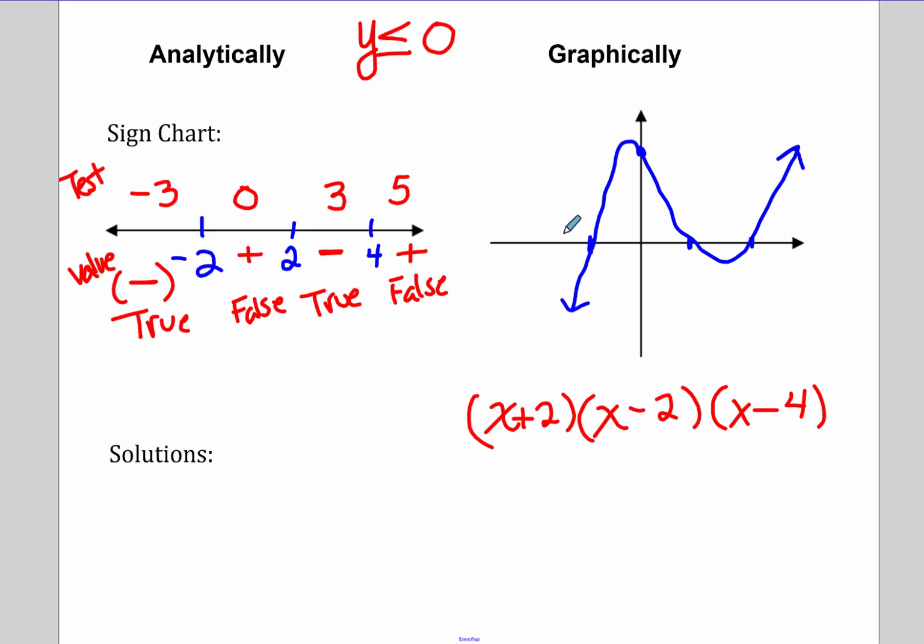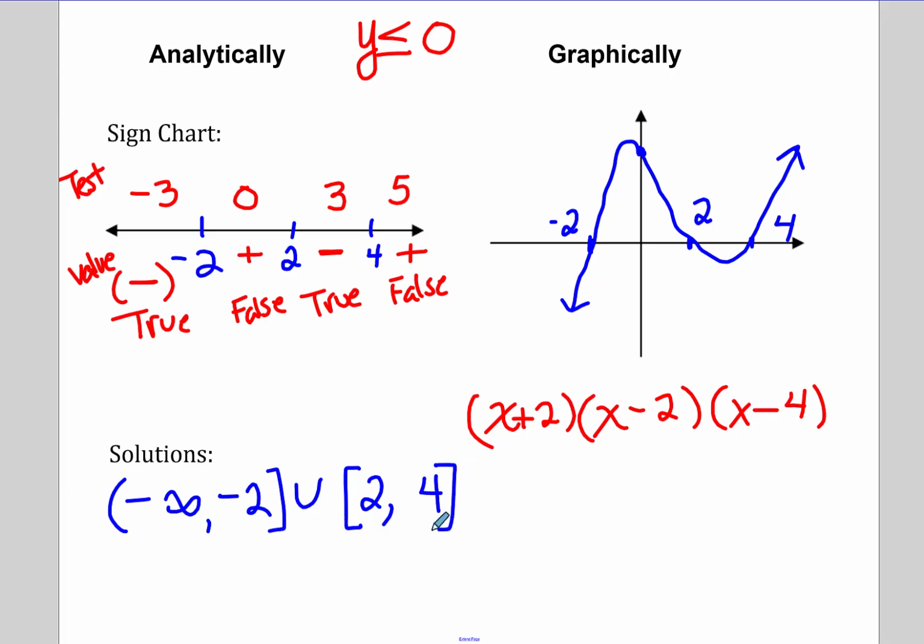So this section up to -3 is true. I'm sorry, not -3, that's -2. And it was less than or equal to, so we want to include that portion. I'll fix my graph here. That should say -2. And then between 2 and 4, that was also a true section. So including 2 and including 4, the graph was also less than or equal to 0.